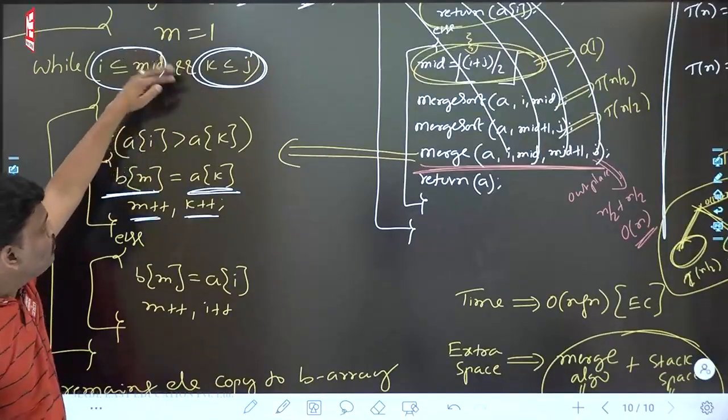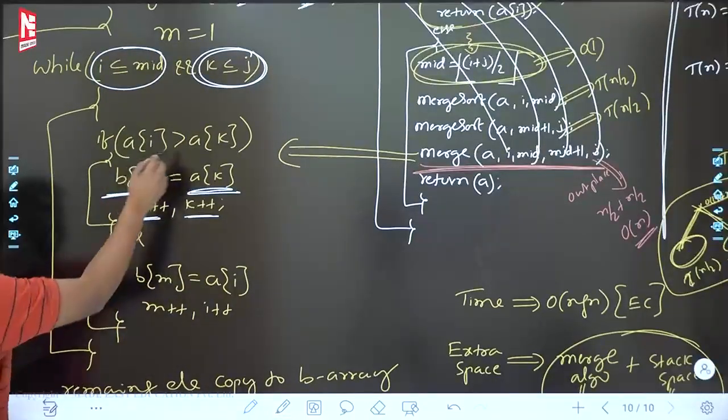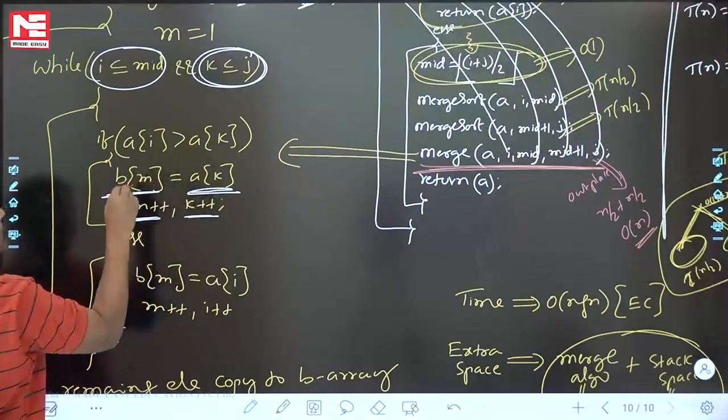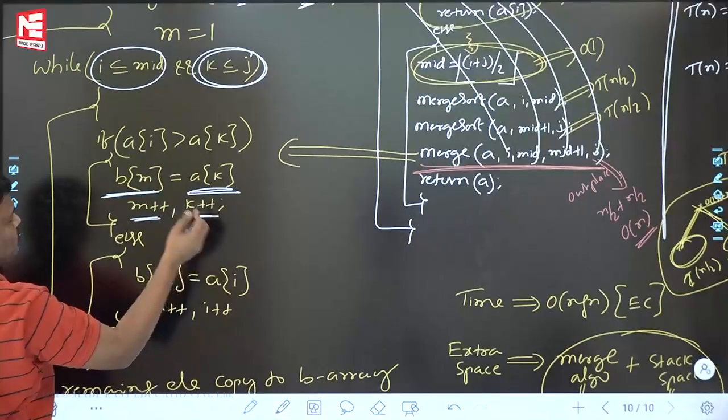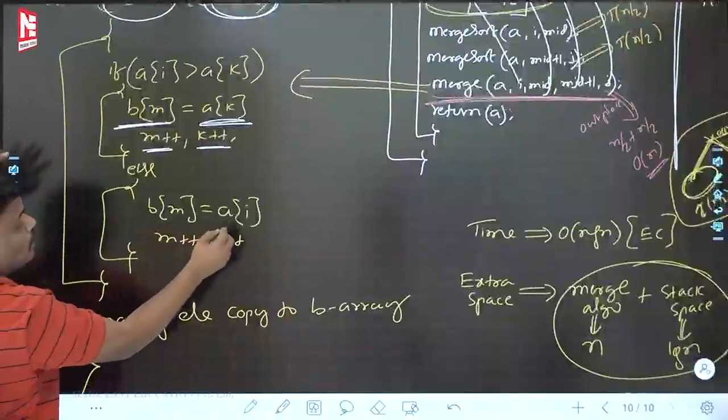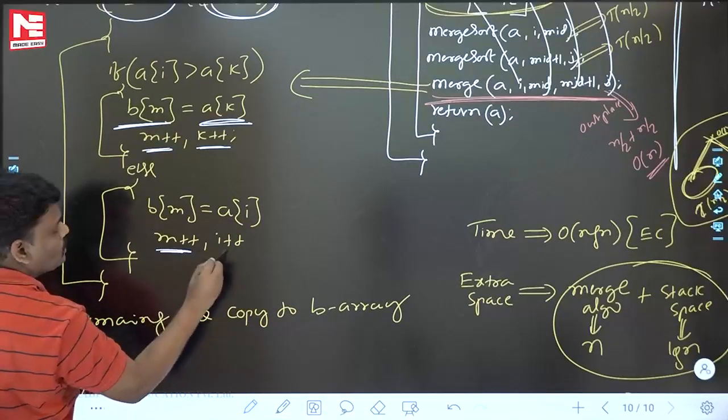Again true. Means elements are there. Compare again. A[i] is greater than A[k]. Means A[k] is smaller. Yes. Then again A[k] will be stored in B[m]. Then m plus plus, k plus plus. Suppose it fails. What is the meaning? A[i] is smaller. Then B[m] contains A[i]. Then m plus plus, i plus plus.